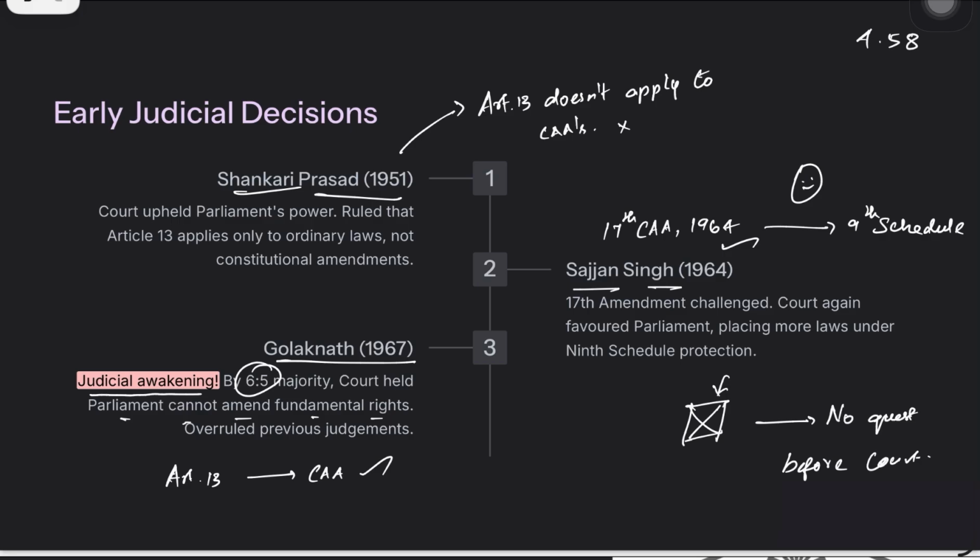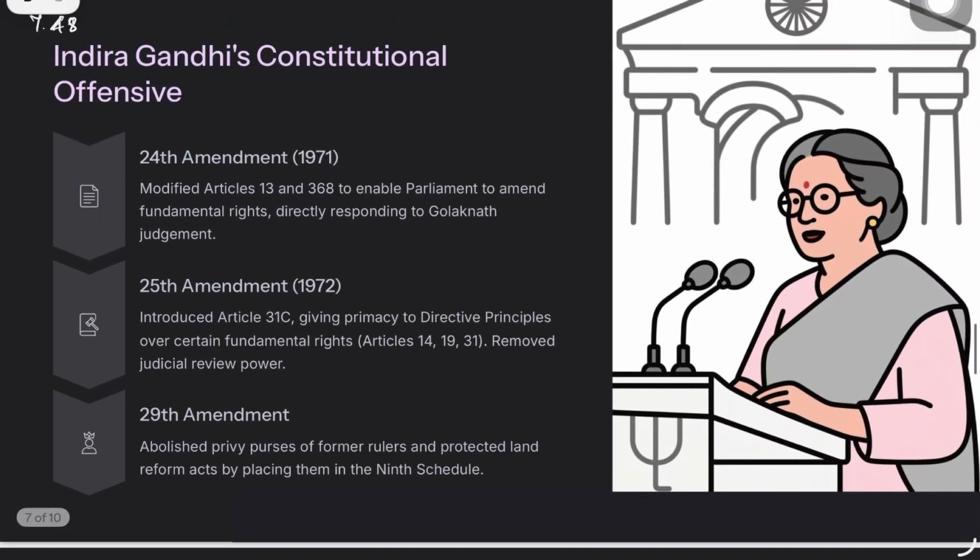So now you might think the problem was solved, but you are absolutely wrong. Only after this comes the era of Prime Minister Indira Gandhi. In response to the judgment given in the Golaknath case, the then government of Indira Gandhi introduced the 24th Amendment Act 1971. This 24th Amendment made changes to Article 13 and Article 368. These changes were made to enable the Parliament to amend the fundamental rights.